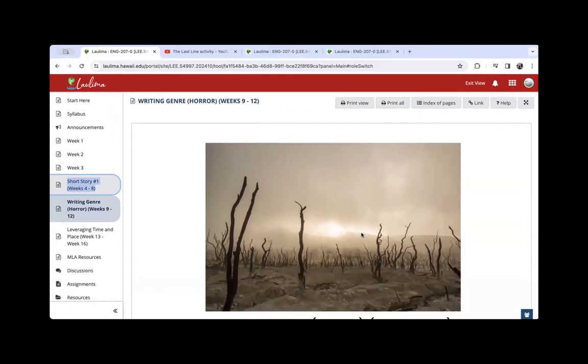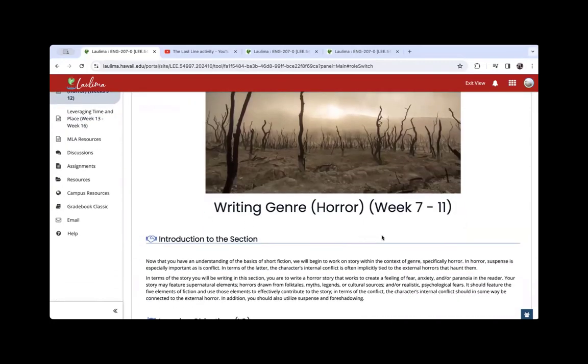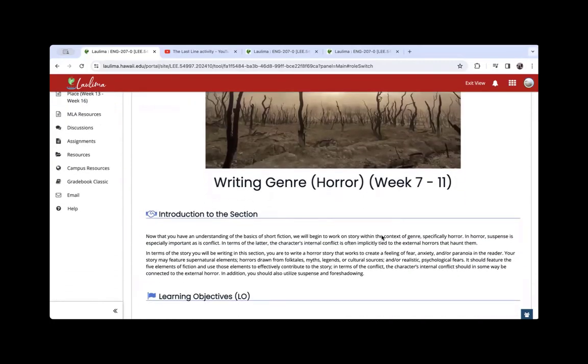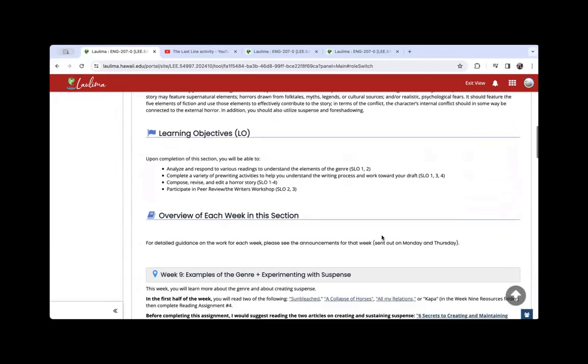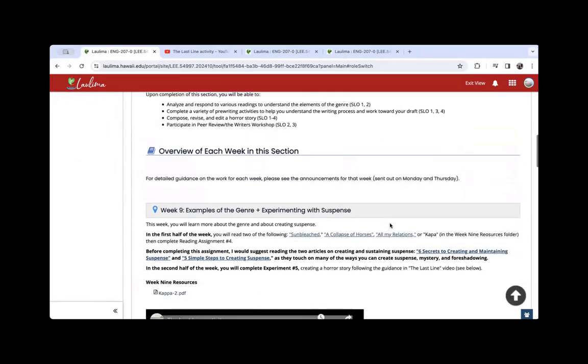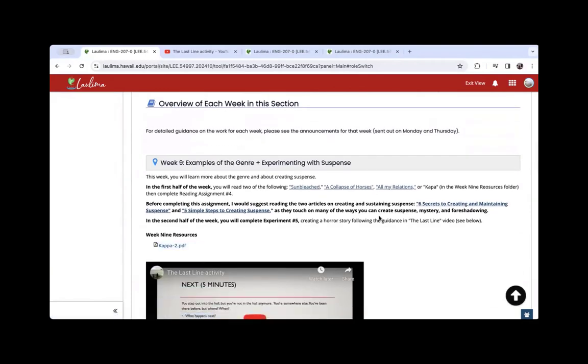For 4.1, the instructional materials contribute to the achievement of the learning outcomes and objectives. All of my course activities, assessments, and readings are aligned with the learning outcomes. A good example of this is in week 9, the second section of the course. In this section, students were transitioning from a traditional short story to a genre short story. This one focused on horror.